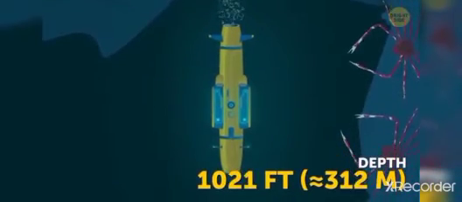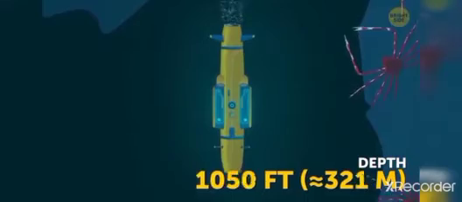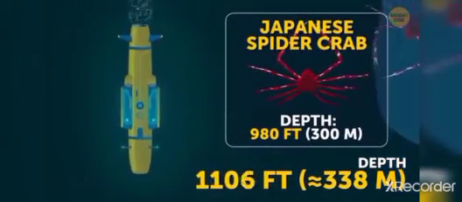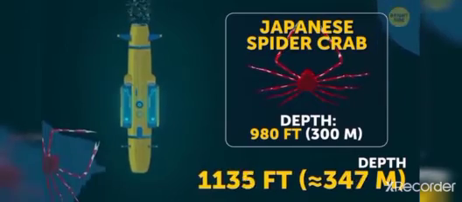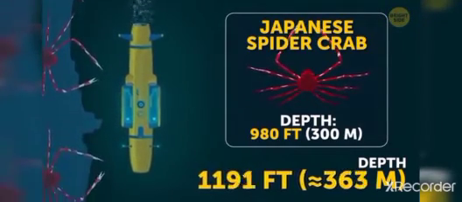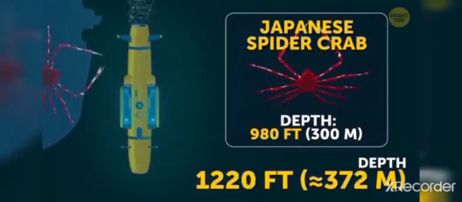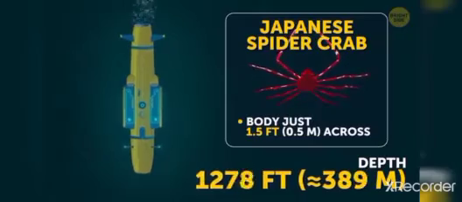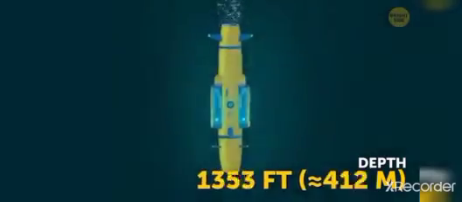Okay, now we're at 980 feet, and wait, what's that huge and gangling thing out there? Oh, I get it. It's a Japanese spider crab. Why a spider, you ask? Well, just look at those legs and the answer will come to you without further prompts. By the way, there's almost nothing more to them than legs. The body of such a crab is normally just 1.5 feet across.